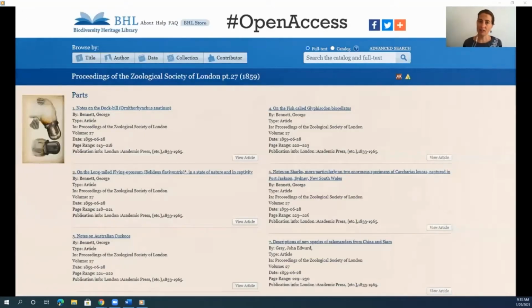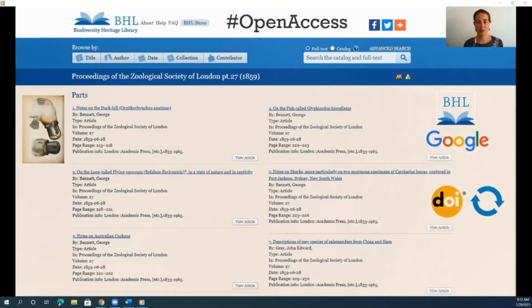We've now added the article level metadata to BHL, which means that these articles are discoverable not just within the BHL website, but also via external search engines. But they still don't have DOIs, which means they still sit outside that linked network of scholarly research.